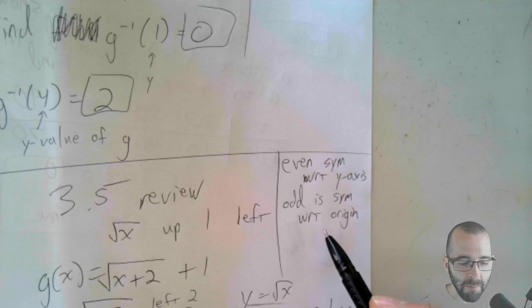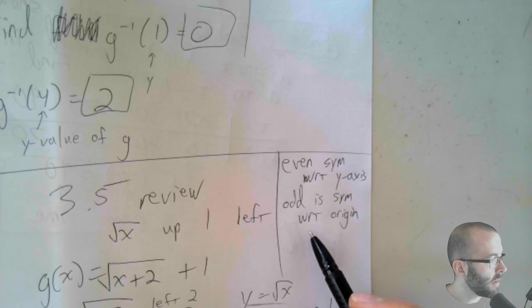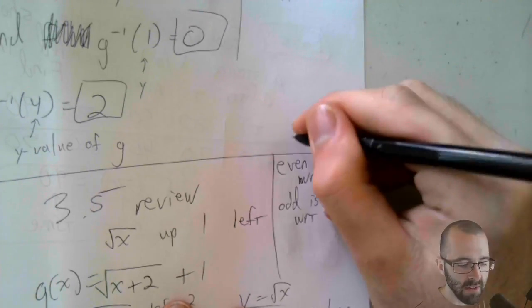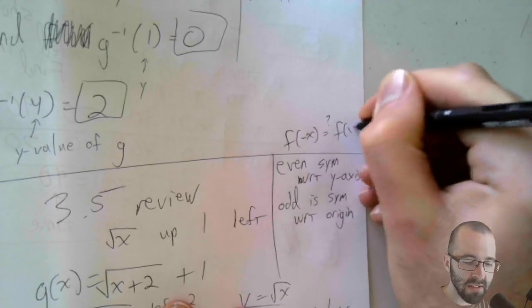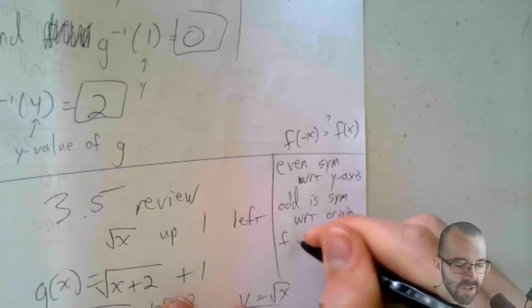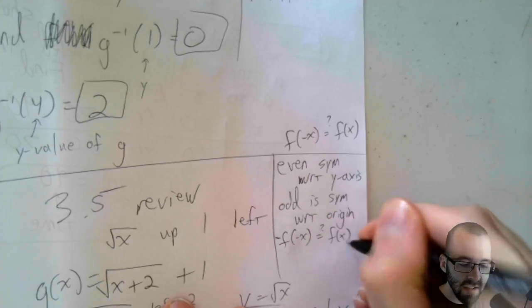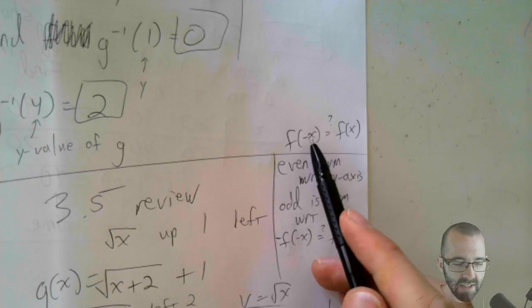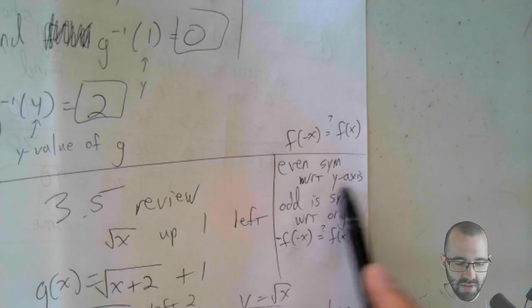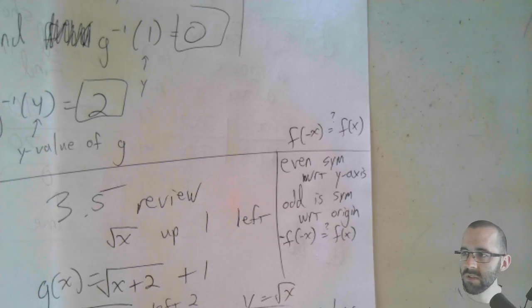But if you want to do them algebraically, for even, you check, what is f of negative x? Is it equal to f of x? Then it's even. For odd, you check, what is negative f of negative x? Is it equal to f of x? And that's how you check for odd. Okay? And these are the same because this is a horizontal reflection, which shows symmetry. This is a horizontal and vertical reflection, which shows symmetry for the origin. All right. And that's a crash course and review for the quiz today.